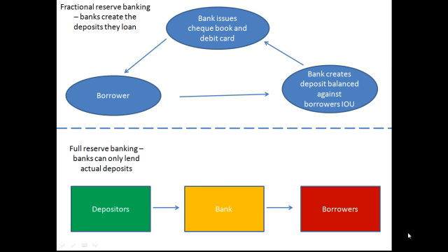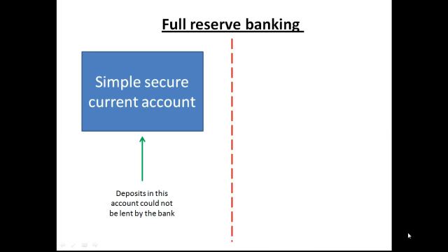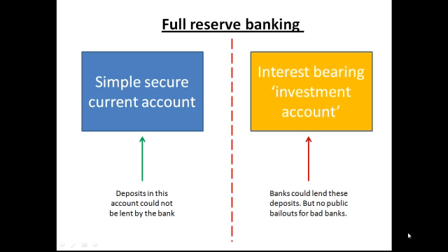Most people imagine banks work this way already, so most people will notice very little change. With full reserve banking, people who simply want secure storage for their money could have a simple current account. It would attract no interest, but would remain entirely safe and secure. People who wanted a return on their money could opt for an interest-generating account that allowed the bank to invest the money on their behalf.